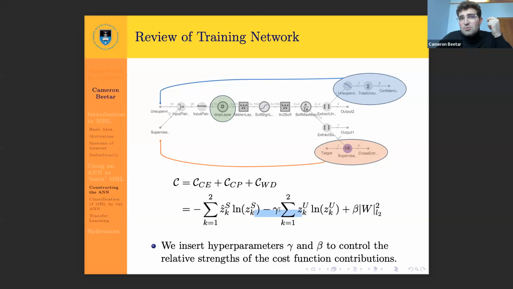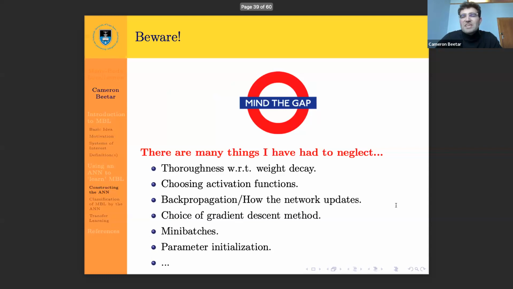So I've added these hyperparameters gamma and beta because we don't know how important each of these costs or these contributions to the cost function are going to be. And so we're going to try and figure out if we can optimize them in some way to get the best possible results out of the network.